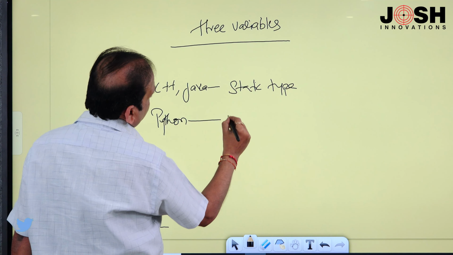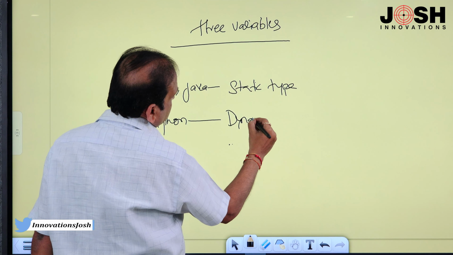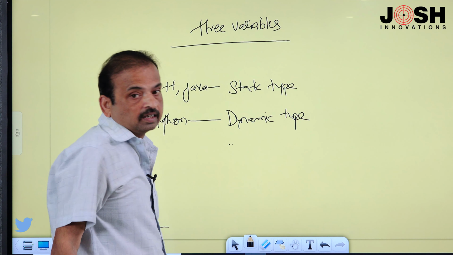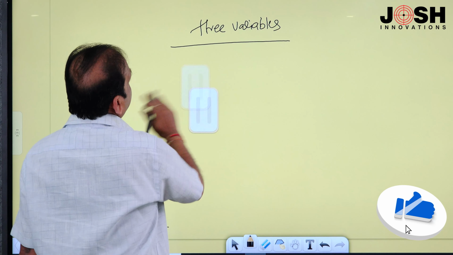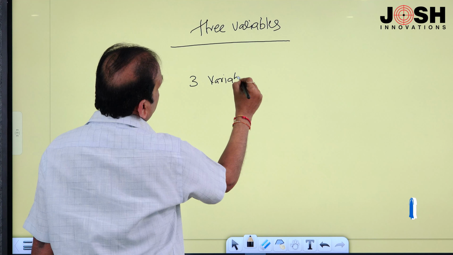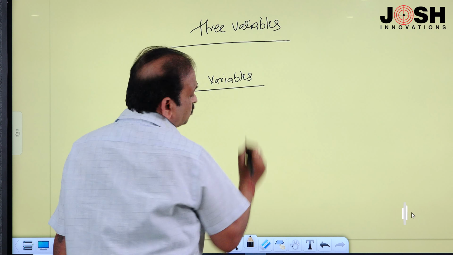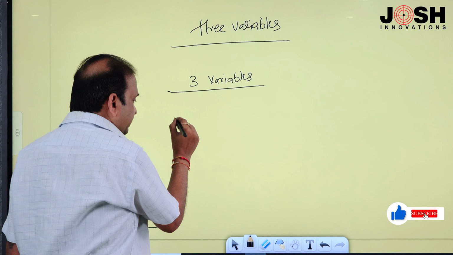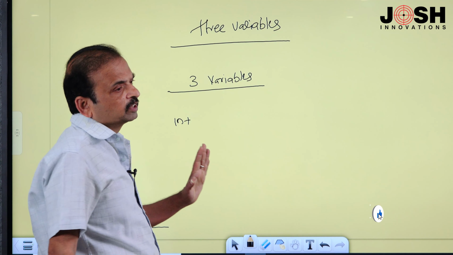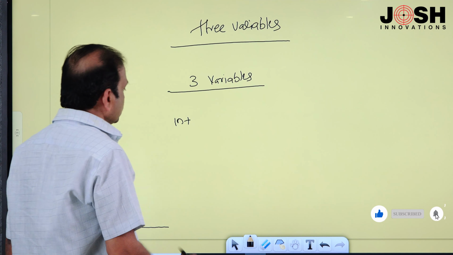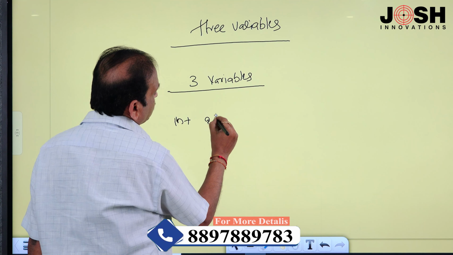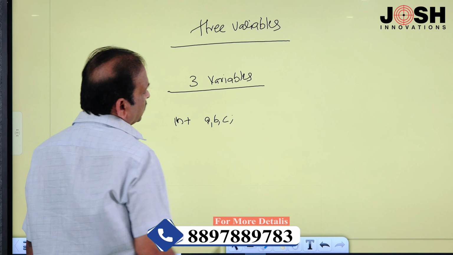Now, I will tell you the difference. What is static? What is dynamic? Dynamic typing, static typing. For example, I want to declare three variables in C or C++ or Java. You have to specify the data type. Those who know C, C++, Java know what data types are. I want to declare three variables, for example, a, b, c, with a semicolon.